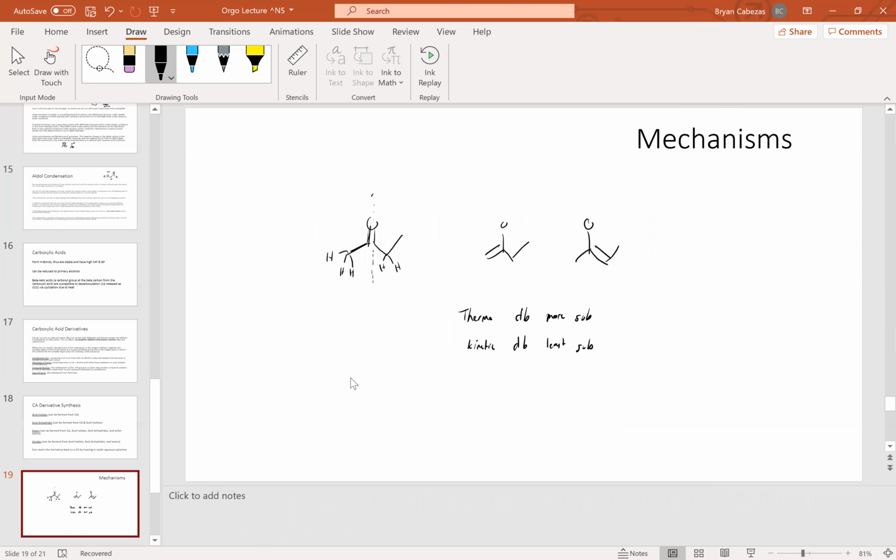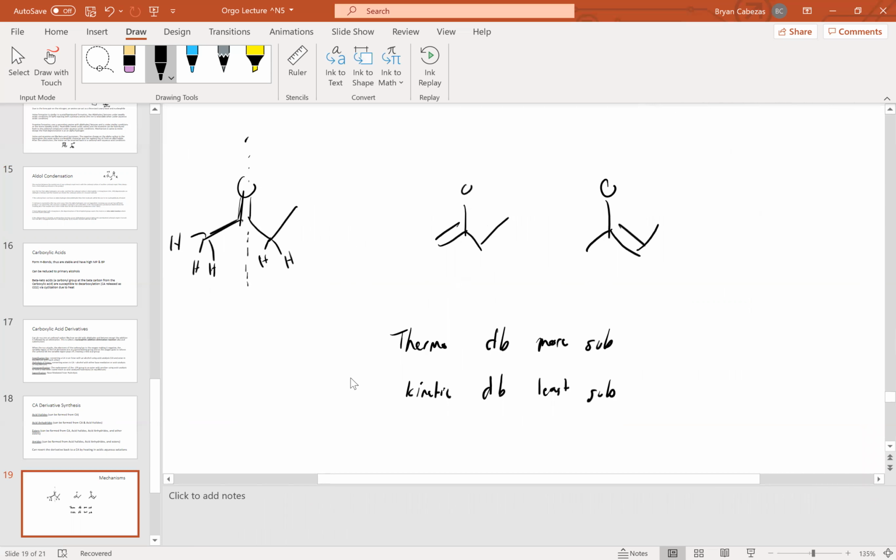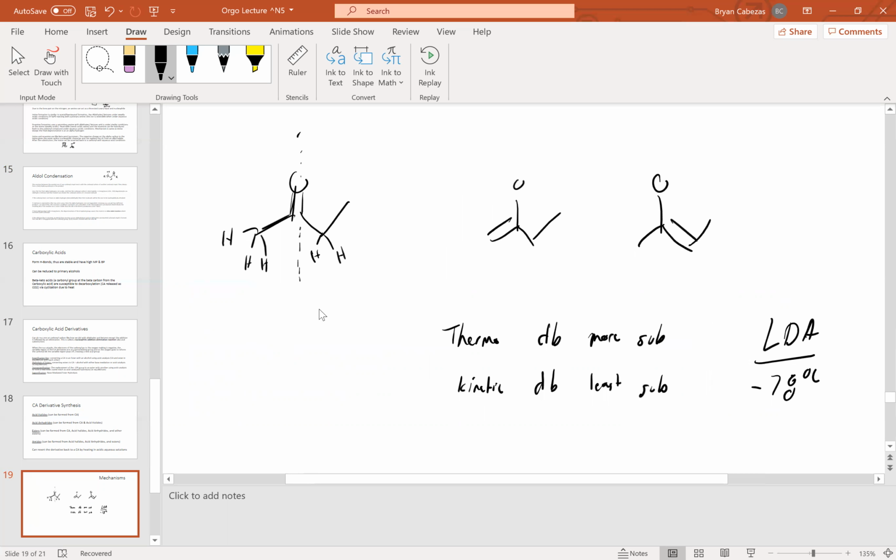So what does that mean? Basically, if we have the cold condition, remember the cold condition is we have a bulky base and really cold temperature, like -78 degrees Celsius, not even Fahrenheit, Celsius. Well, then that bulky base is going to snatch the alpha hydrogen, the fastest one that it can, right? Which alpha hydrogen can I really just snatch away and be happy? That's what this bulky base is asking itself.